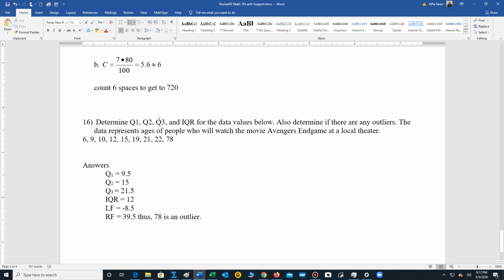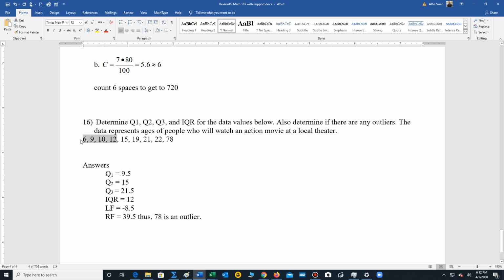And here we have a list of data values. We have to find our quartiles, our IQR. We'll just change this to watching an action movie at a local theater. Well, first of all, we start with Q2. So we have 1, 2, 3, 4, 5, 6, 7, 8, 9 data values. So to get to Q2, it's just the median, so that's 15.